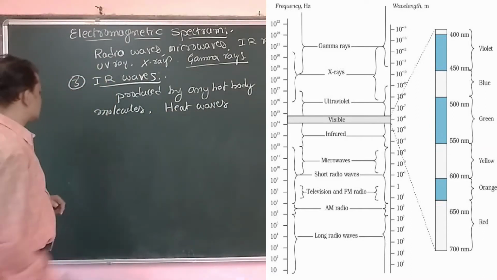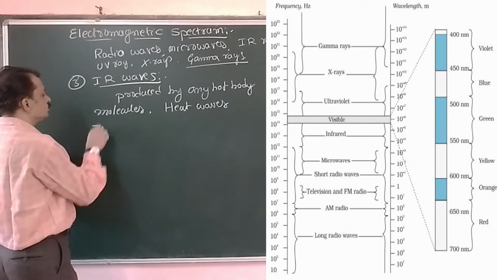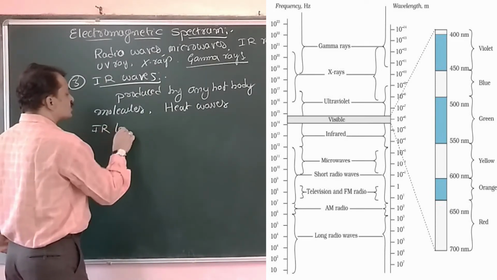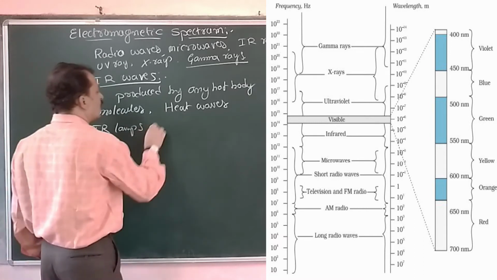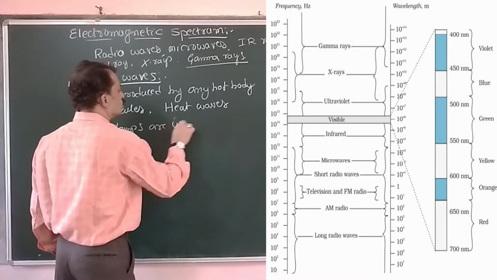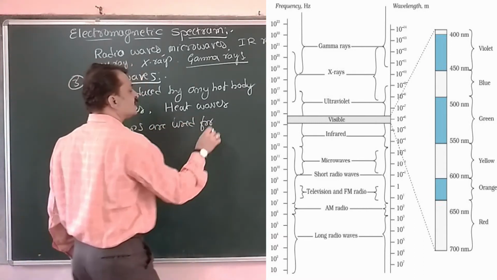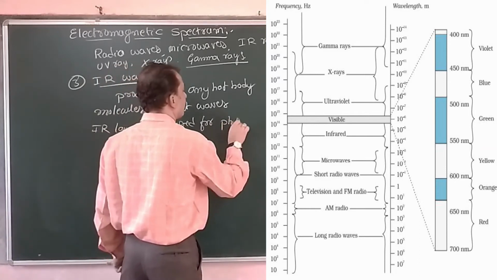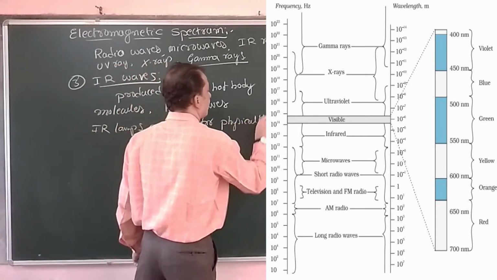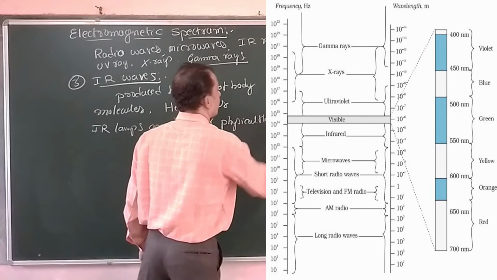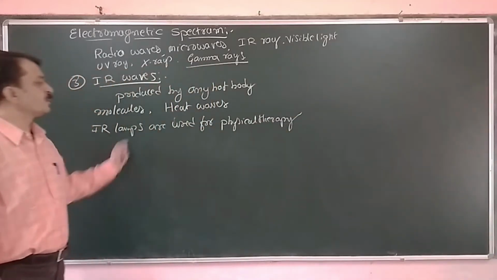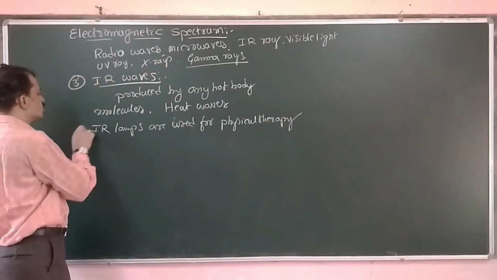Now what are the uses? IR lamps are used for physical therapy. That is the first use.